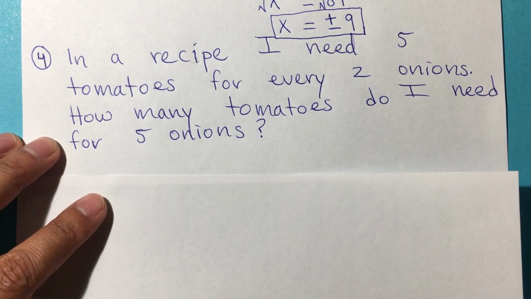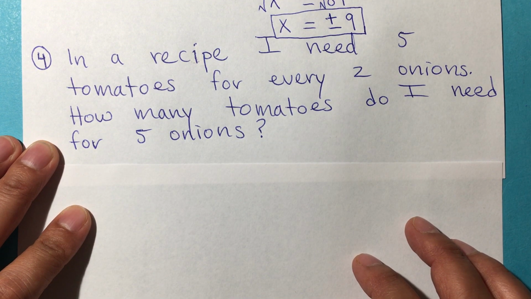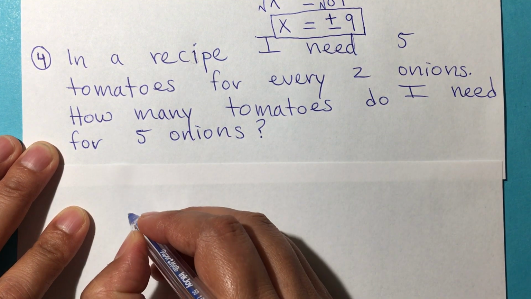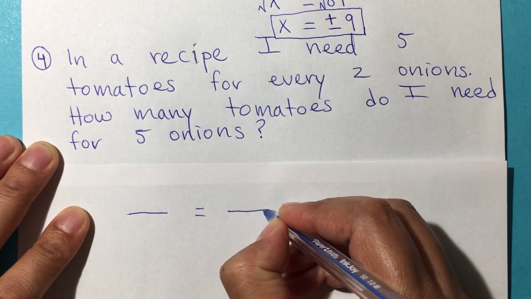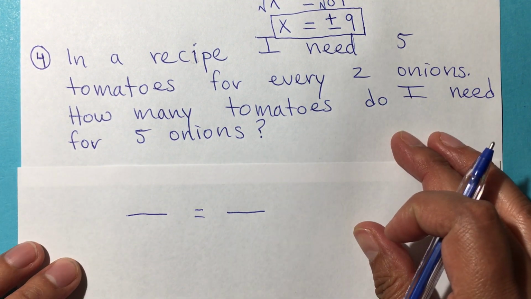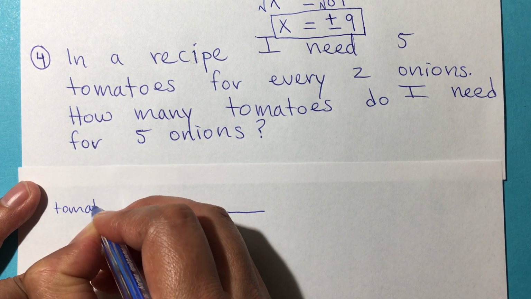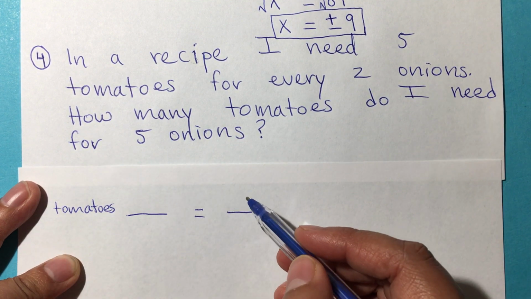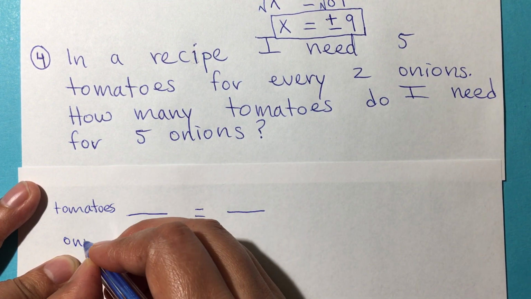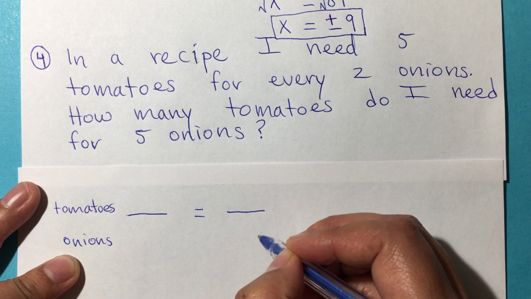For number 4, it says, in a recipe, I need 5 tomatoes for every 2 onions. How many tomatoes do I need for 5 onions? So in here, we're going to create our 2 ratios to create the proportion. And it's important in here that if you put tomatoes on top for one, then you have to put tomatoes on the top for the other one, and onions in the denominator, then you have to keep that in the denominator as well.